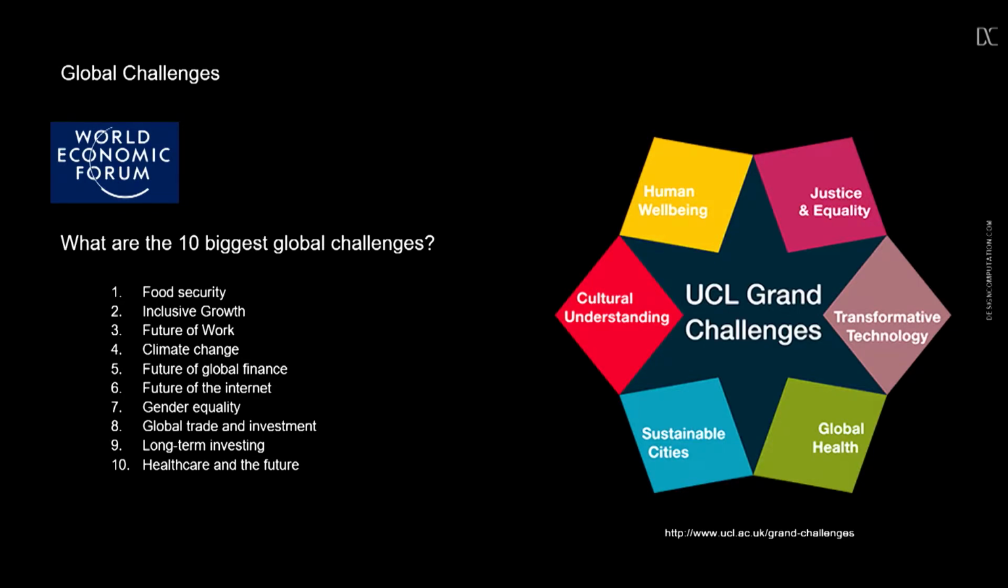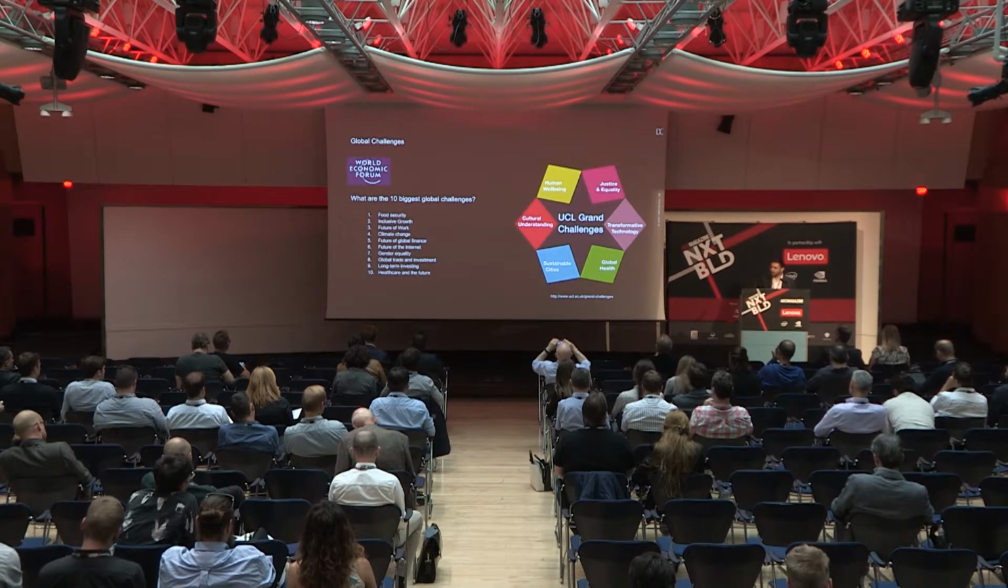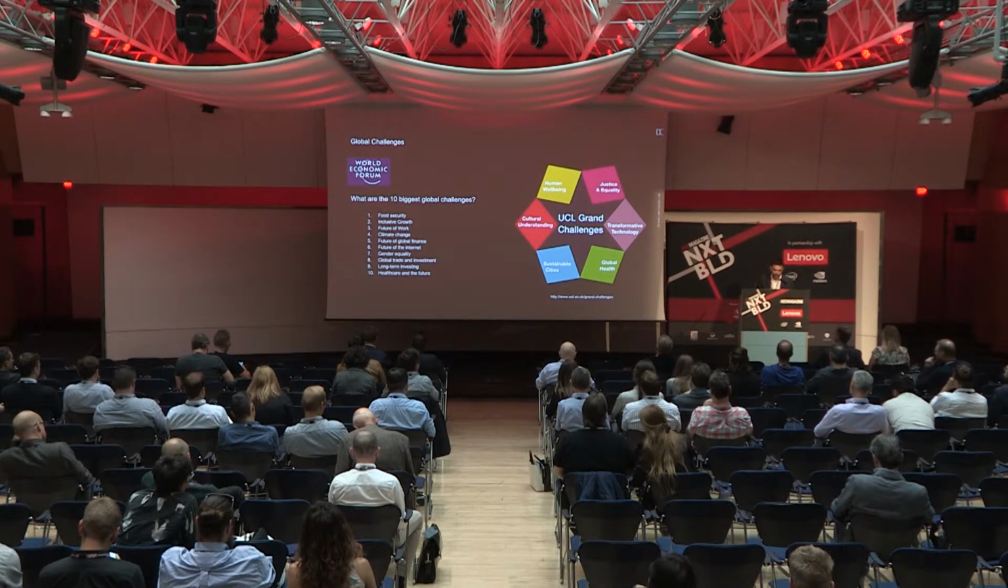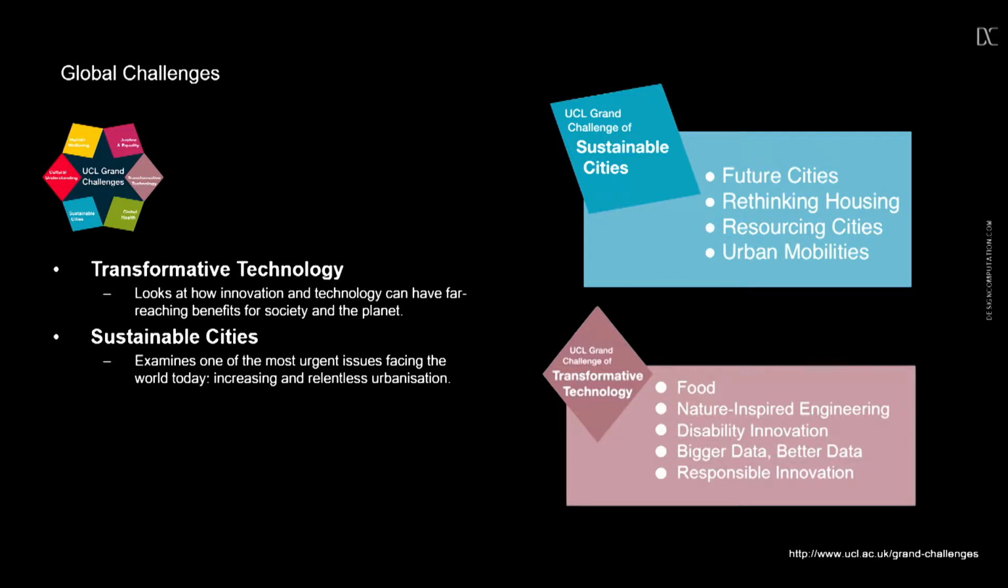So at UCL, we have a number of grand challenges. They are related to justice and equality, human well-being, cultural understanding, sustainability and cities, global health, and transformative technologies. UCL as a whole is looking a lot into food security, inclusive growth, future of work. That's a very big topic with machine learning, climate change, finance, the internet and what the internet will become with new technologies, global trade and investment, long-term investing, and with the fact that we are living longer, healthcare in the future. Two things that are very relevant for us are sustainable cities, of course, and the transformative technologies.